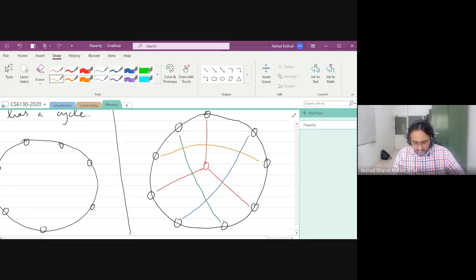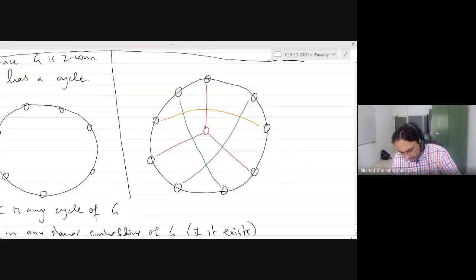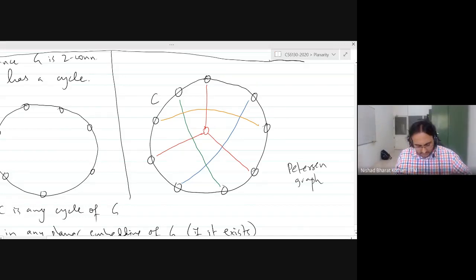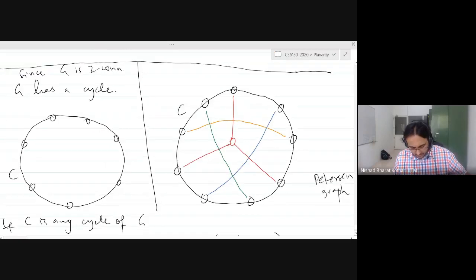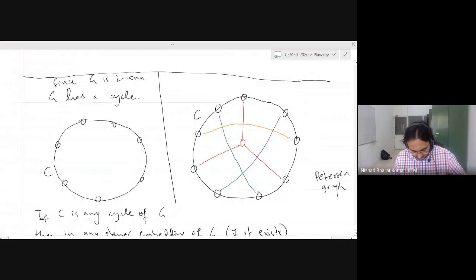Okay, can everybody see this drawing? Yes. Good. So this is the beautiful Peterson graph. It doesn't really matter which graph it is, but I just like to draw the Peterson graph. Okay, and the cycle we are considering is this outer cycle C. Okay? I think I need to make this smaller.